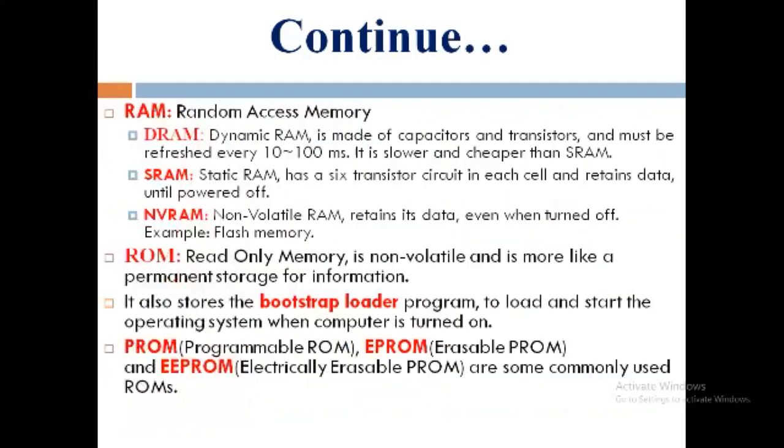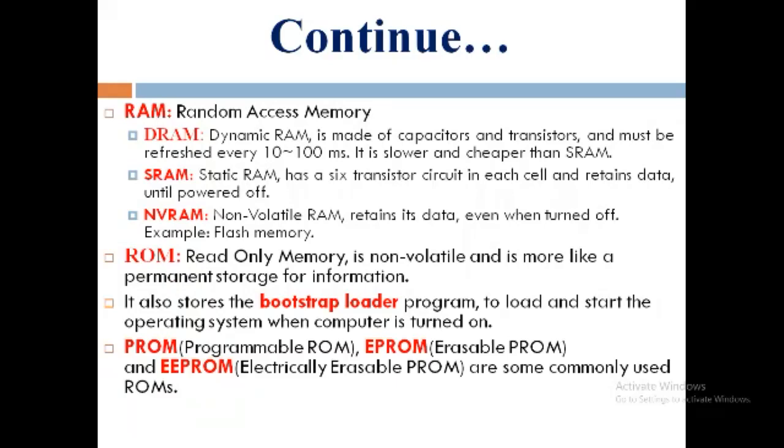Then RAM. RAM is the random access memory. It is of various types. These are DRAM, that is dynamic RAM, which is made of capacitors and transistors and must be refreshed every 10 to 100 milliseconds. It is slower and cheaper than SRAM.